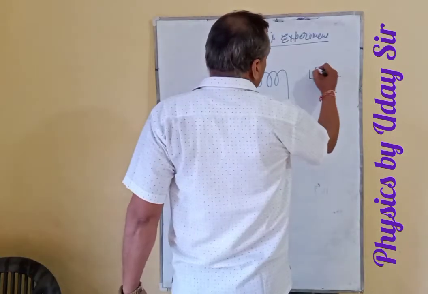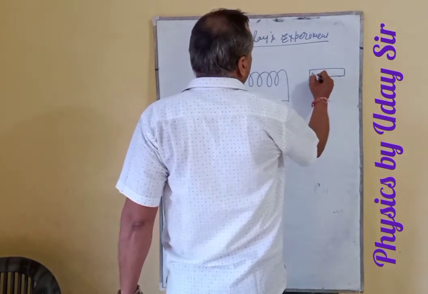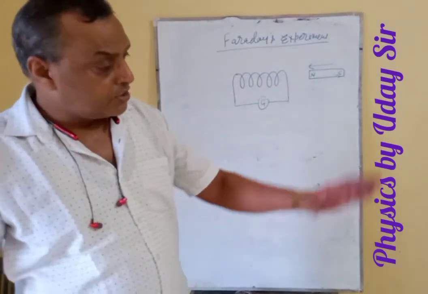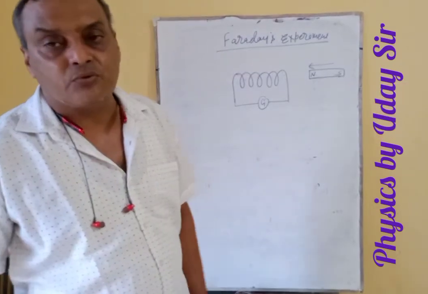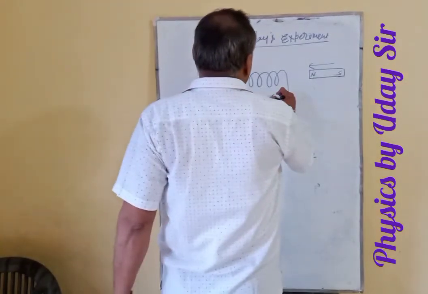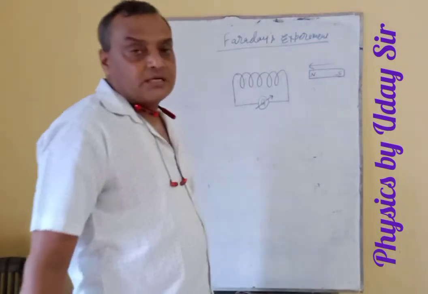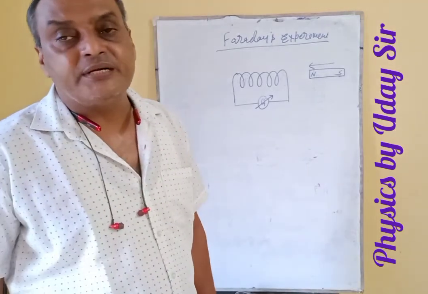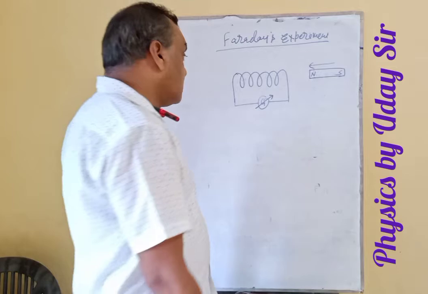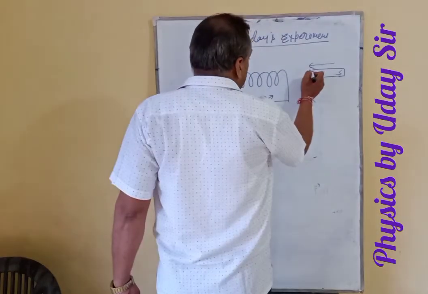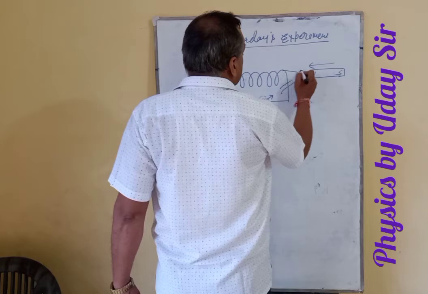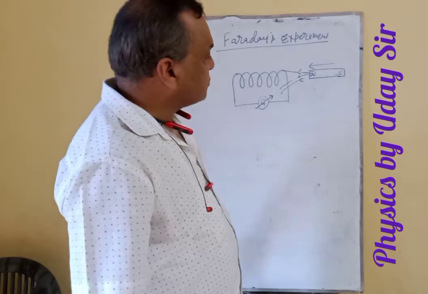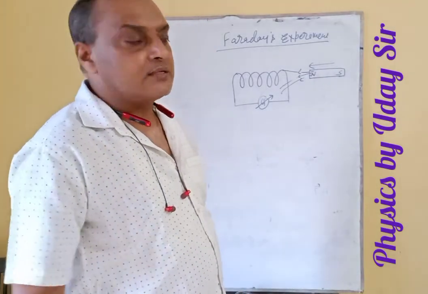So what he did, observe that suppose this is a magnet. When this magnet is moved towards the coil, the galvanometer shows a deflection. Still I am not telling about the direction, just that the galvanometer shows deflection. Why? Because the magnetic field lines are linked to the coil. These are the magnetic field lines from the north pole. The north pole is responsible for producing the induced current here.